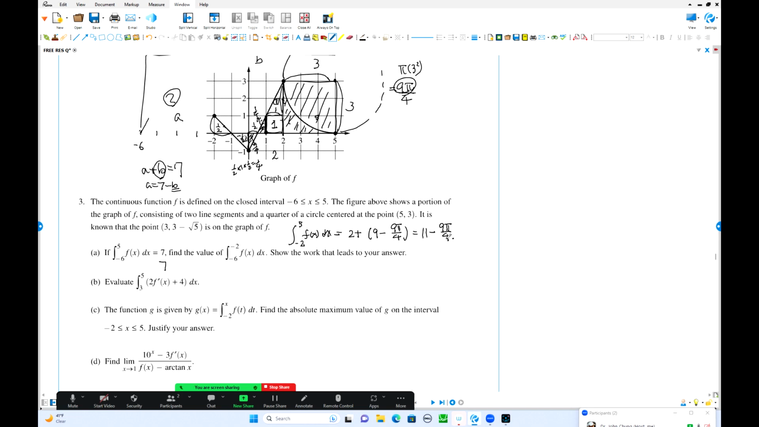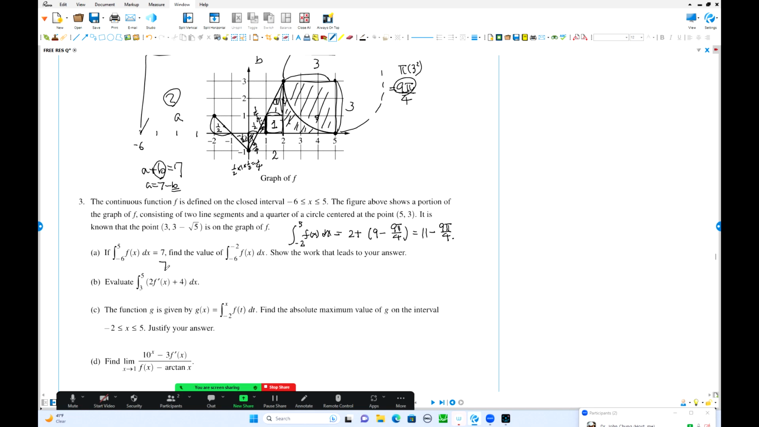We better use this way, right? Because we cannot use the calculator. So you don't have to use the decimal number, okay? You can just leave it this way. So 11 minus 9 pi over 4 is the area of this one.